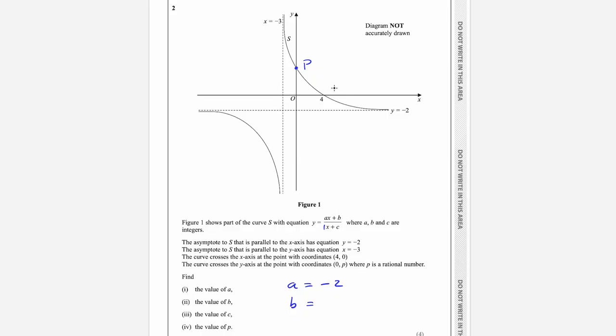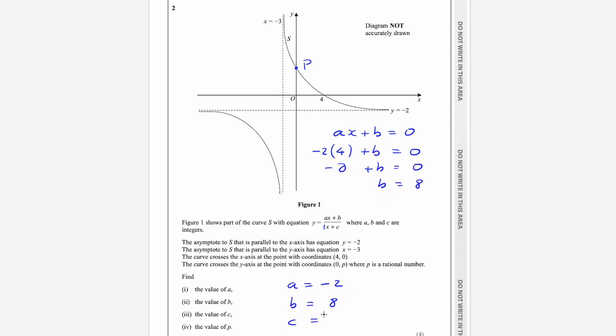Where this curve crosses the x-axis, ax plus b must equal 0, because a curve crosses the x-axis when y is equal to 0. Hence, if y is 0, the numerator here has to be 0. So ax plus b has to equal 0. We know it crosses when x is 4, and we know a is -2. So this is -2 times 4, because it crosses at 4, so x is 4, plus b equals 0. -8 plus b equals 0, b is equal to 8. So here, b is equal to 8.